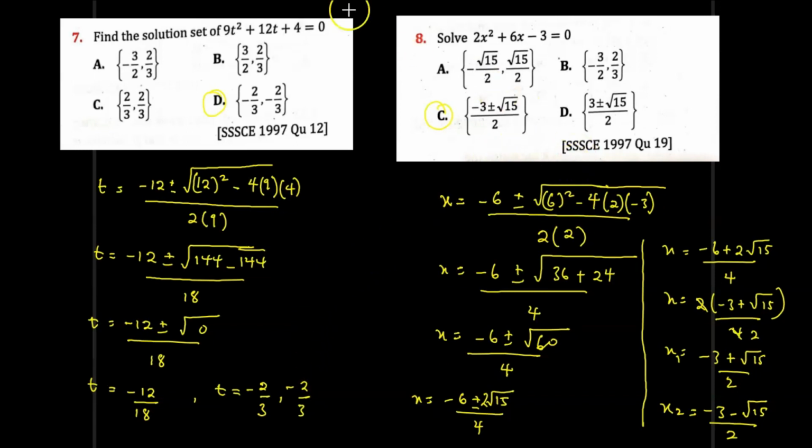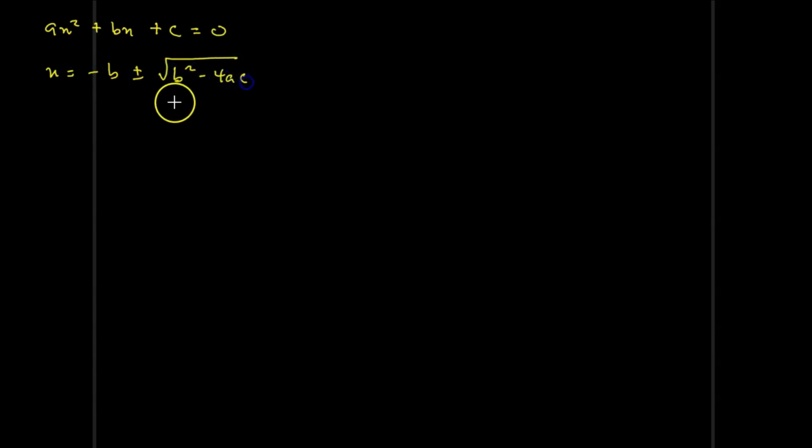So someone may ask, what then is the rule? From the expression, quadratic equations are given in the form ax squared plus bx plus c equal to 0. Now a rule was deduced which helps you to solve the quadratic equation, and that rule is x is equal to minus b plus or minus square root of b squared minus 4ac, all divided by 2a.